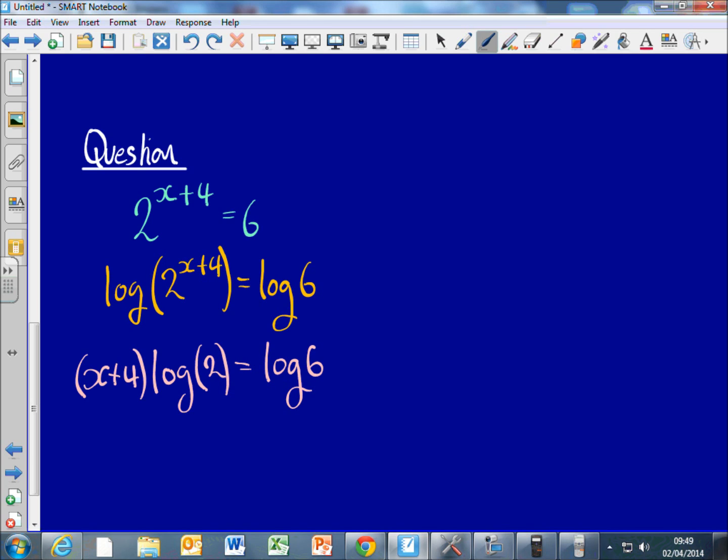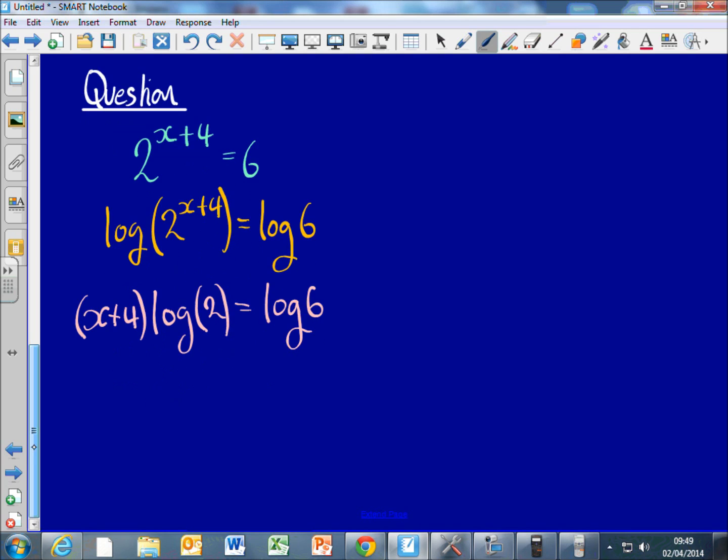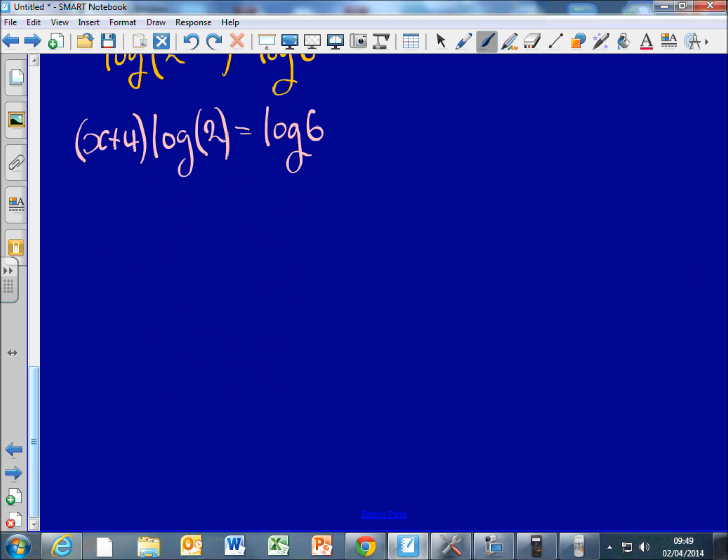Okay? And then what's the next step? No, this is just something multiplied by log 2. So what would be the next step? Yeah, just divide both sides by log 2. So on this side I'd get x plus 4, and over here I get log 6 divided by log 2.